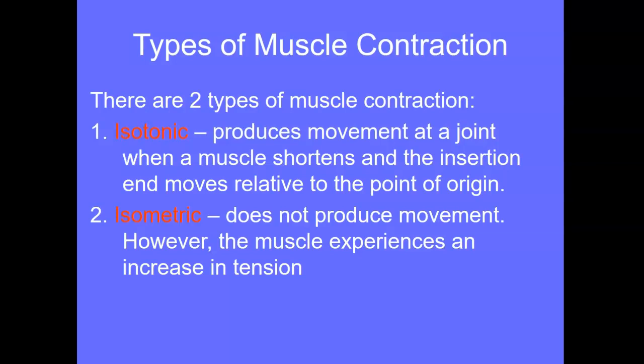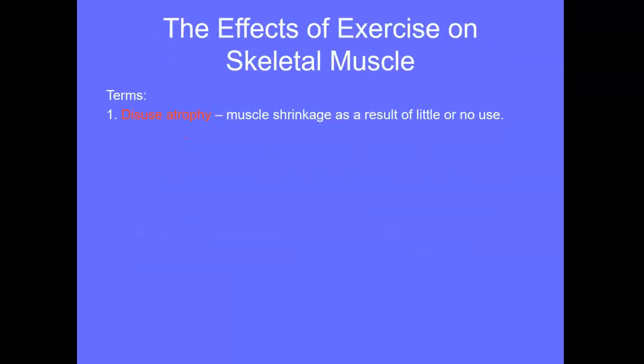Isometric is a contraction that does not produce a movement, or very little movement. In this case, the muscle experiences an increase in tension, but not shortening. So isotonic, the muscle shortens. Isometric, the muscle doesn't shorten during contraction.